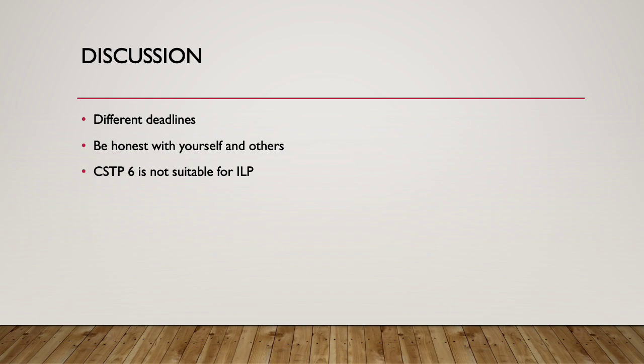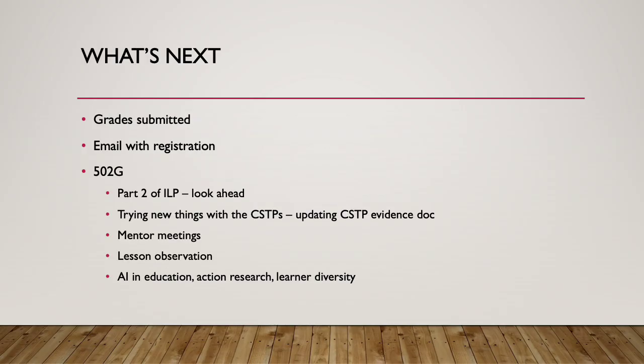CSTP 6 is not suitable for the ILP because we can't observe you. It hasn't got to do with your lesson planning and stuff like that. So you'll be doing the ILP on CSTPs 1, 2, 3, 4, or 5. My guess is most of you are going to do it on differentiated instruction or CSTP 5, which is assessment.